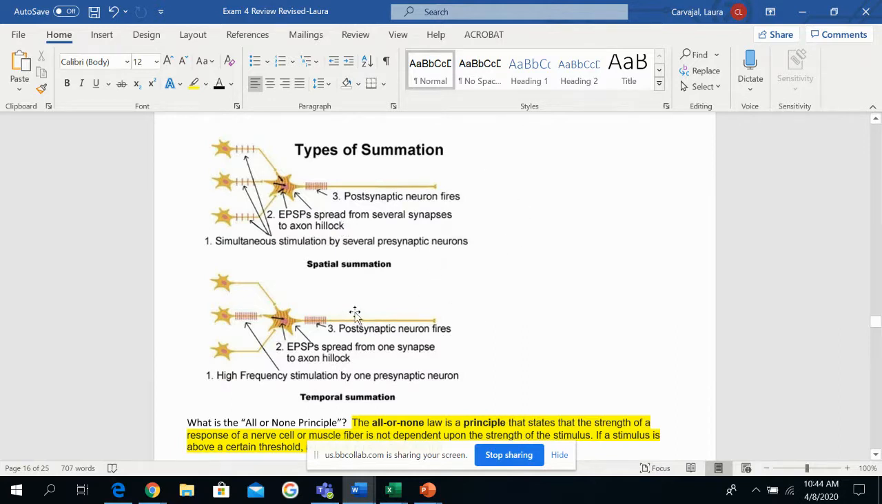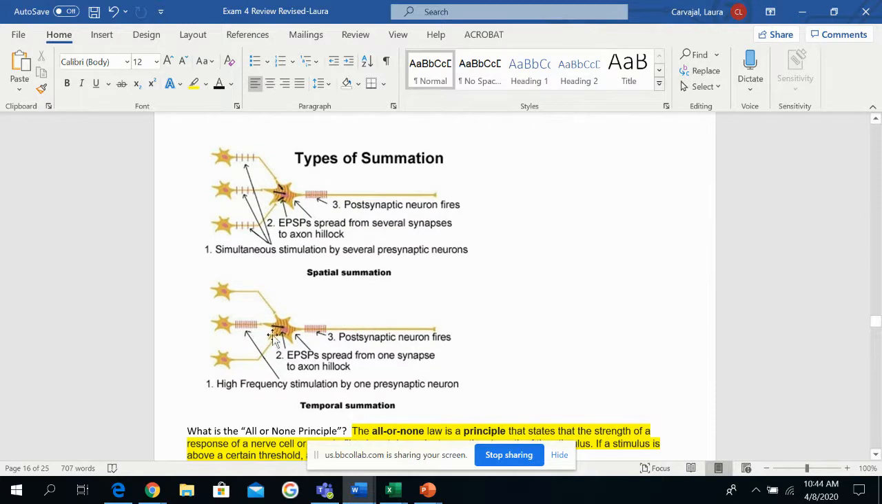Temporal summation is where maybe one or two neurons will fire 12 impulses in one shot, and the postsynaptic neuron will receive it and fire those 12 impulses, which is what you see here. So the number doesn't change here, whereas the number here is added onto it, if that makes sense.